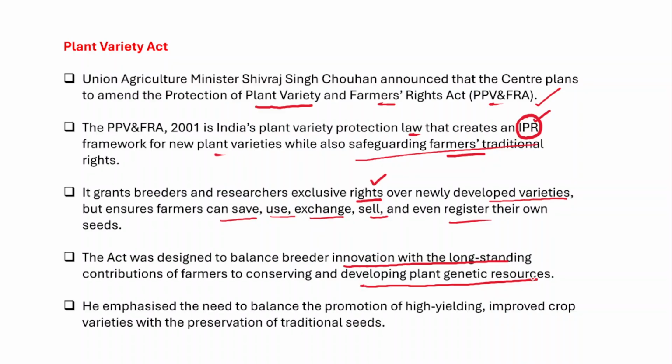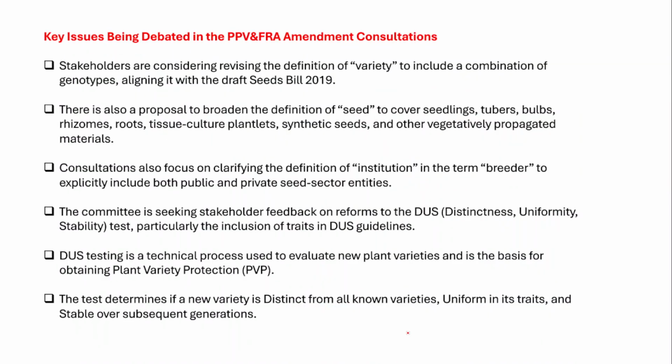I hope you have understood this. It has emphasized the need for balancing the promotion of high yielding, improved crop varieties with preservation of traditional seeds, right? So that's what it has been focused on. Let's understand the key issues being debated in the Protection of Plant Varieties and Farmers' Rights Act amendment. Stakeholders are as of now considering revising the definition of variety to include a combination of genotypes, aligning it with the draft Seeds Bill of 2019. Apart from that, there is also a proposal to broaden the definition of seed to cover seedlings, tubers, bulbs, rhizomes, roots, tissue culture, plantlets, synthetic seeds, and all these different varieties. So there is a need to broaden the definition of seed.